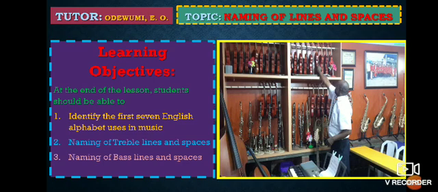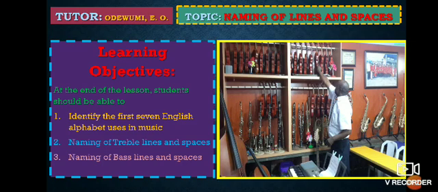And we have 2 common musical clefs. Treble clef, number 1, which is also known as G clef. Number 2, bass clef, which is also known as F clef. And the musical notes I gave you: semibreve, minim, crotchet, quaver, semiquaver. But today we are looking at the naming of lines and spaces.